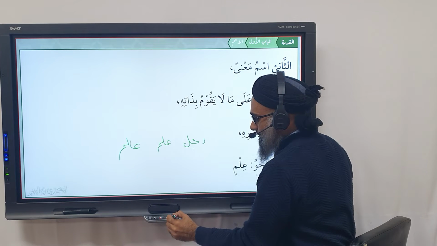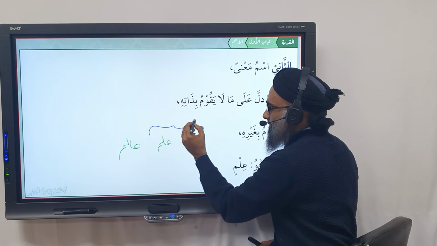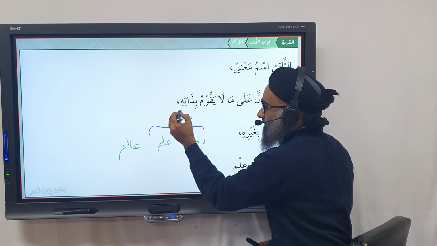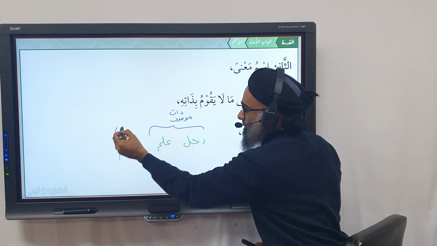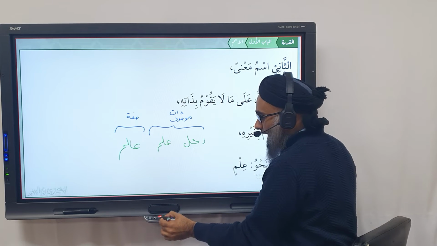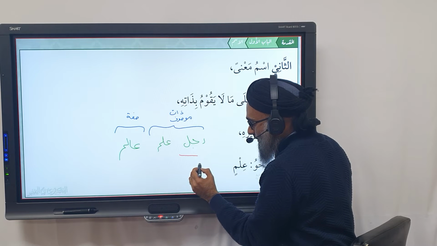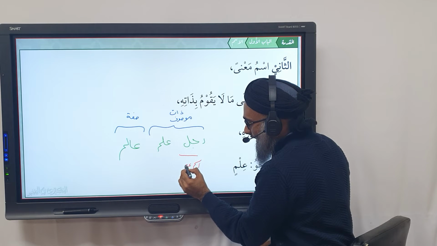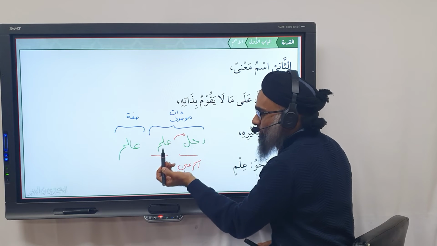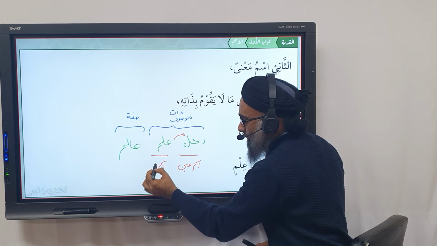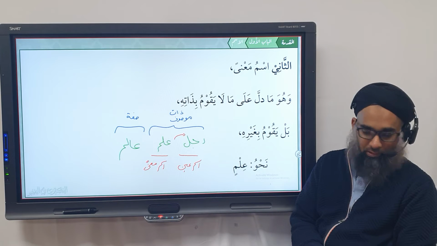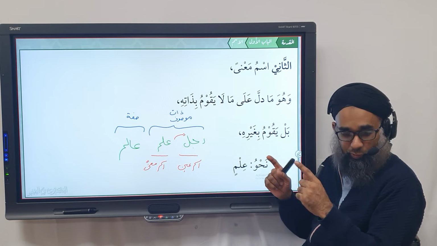So rajul and ilm are what? Mawsuf or dhat. And alim is what? Ismu sifa. And rajul exists on its own. This is called what? Ismu ayn. And ilm doesn't exist on its own. It exists in rajul or something else. This is called what? Ismu ma'na. Is this clear? Yes? So a dhat or a mawsuf is two types.